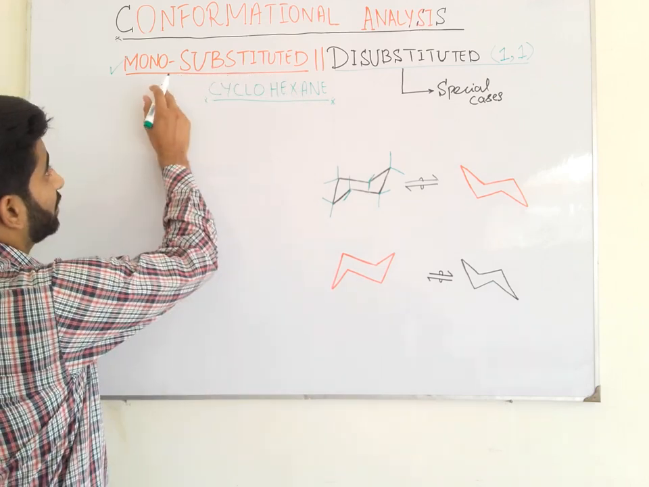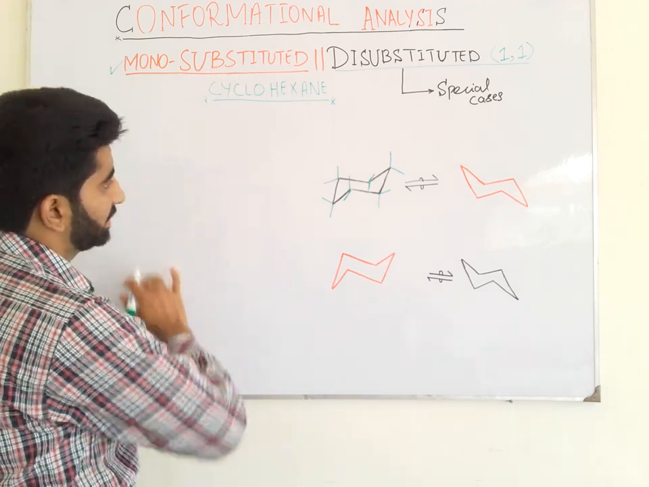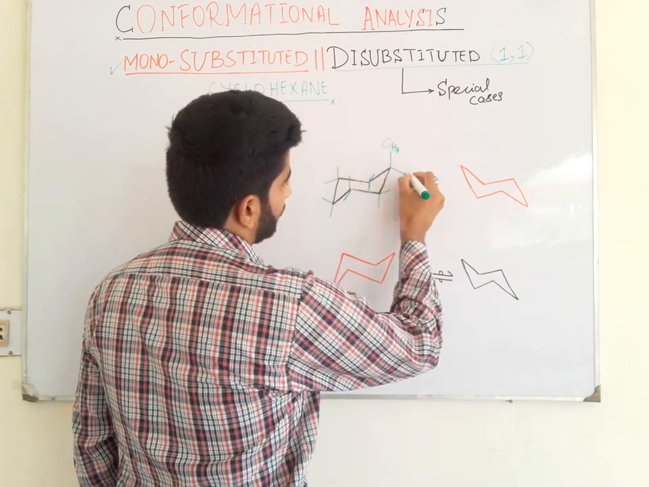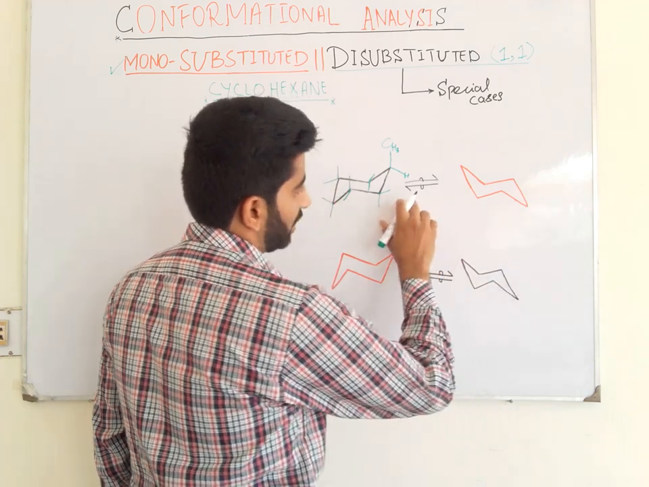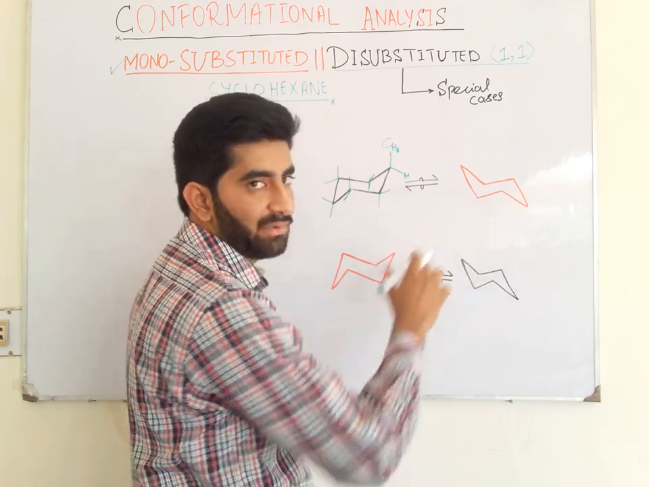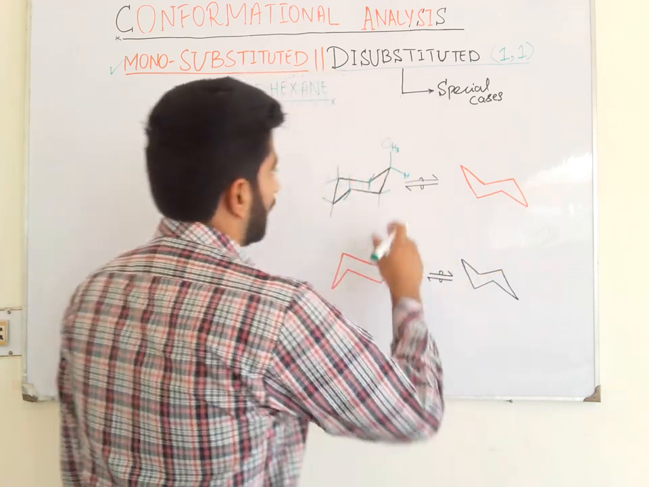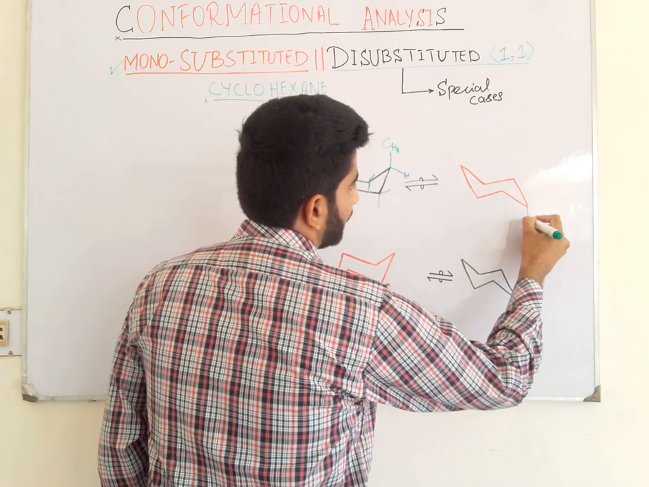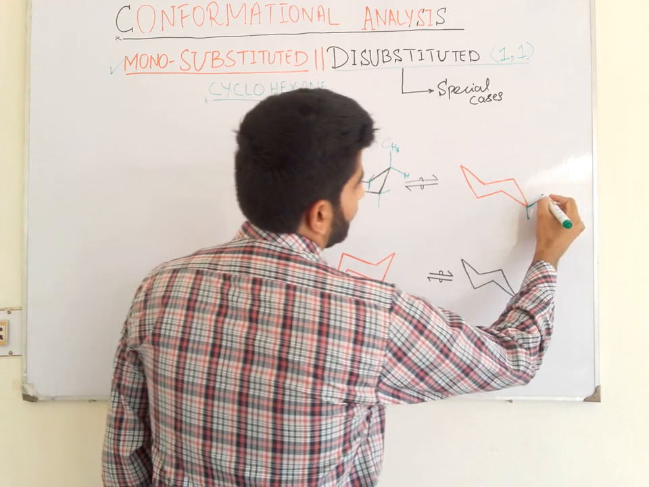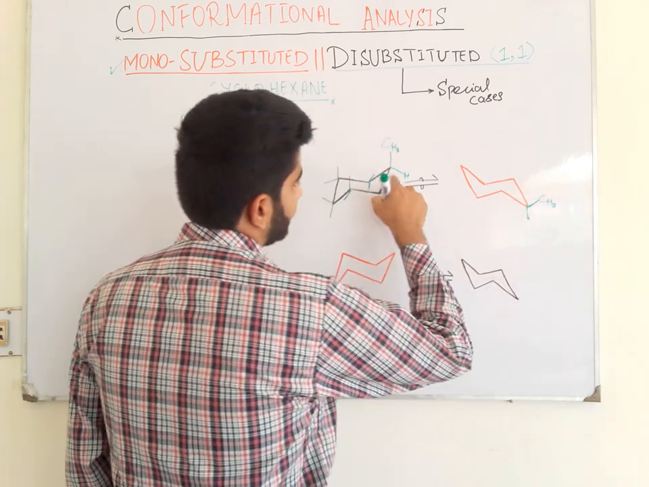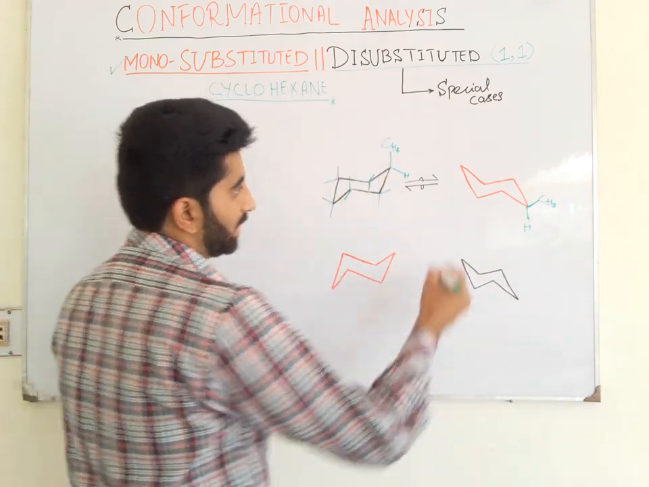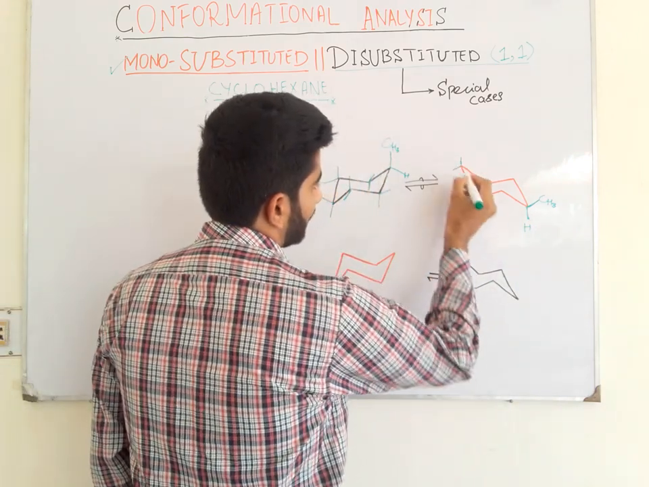So if we discuss the monosubstituted system of cyclohexane, in which we have a methyl group at the axial position, and we flip this chair-like conformation of cyclohexane, we get another chair-like conformation, in which our axial up bond is converted into equatorial up, and the axial down is converted into axial down. So there are also 6 axial bonds and equatorial bonds present here.